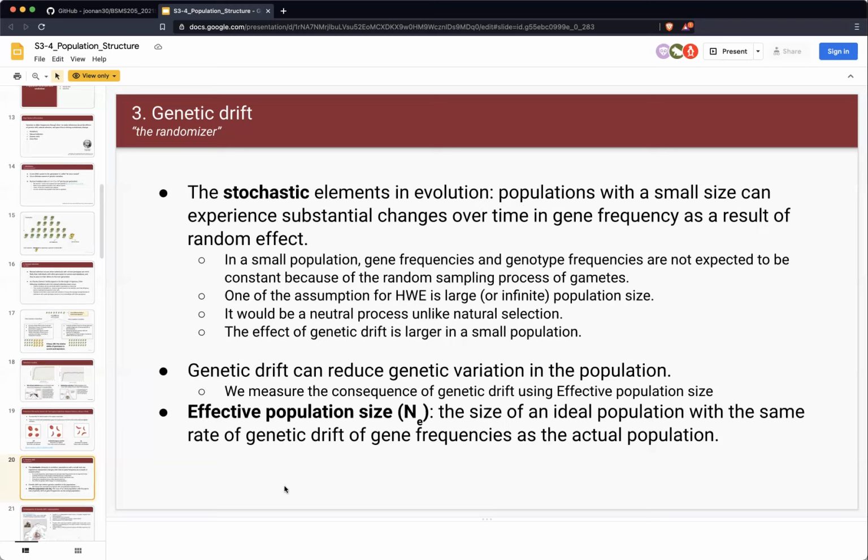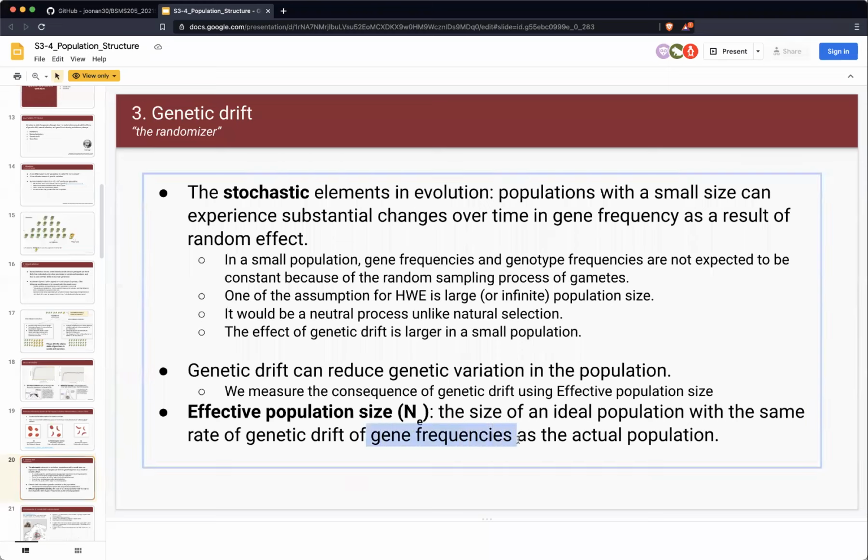And this genetic drift can reduce the genetic variation in a population. So people always try to measure the consequence of genetic drift using the effective population size. Effective population size is the description of the size of an ideal population with the same rate of genetic drift of gene frequency as the actual population. So if you think about a small population divided from a large population, then whether this population is effectively sitting in a certain environment and can survive over time.